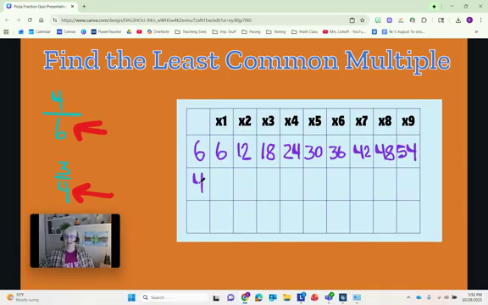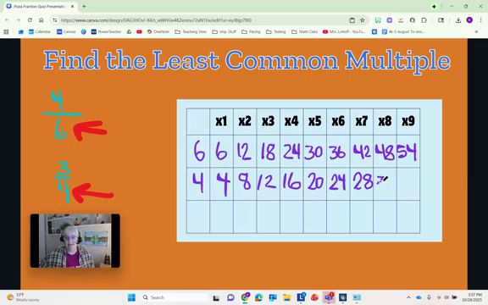Now we're going to go and do the multiplication facts for 4. 4 times 1 is 4. 4 times 2 is 8. 4 times 3 is 12. 4 times 4 is 16. 4 times 5 is 20. 4 times 6 is 24. 4 times 7 is 28. 4 times 8 is 32. And 4 times 9 is 36.